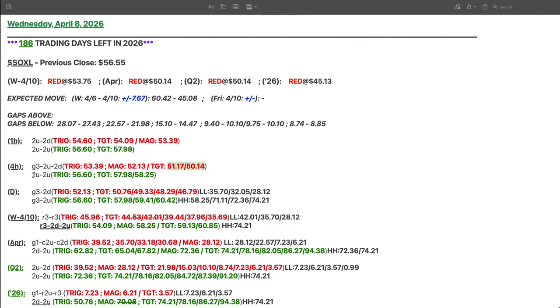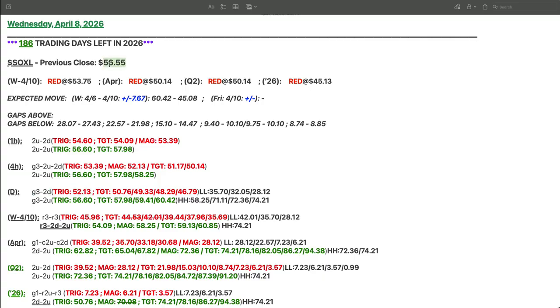And at the same time, if we go to the upside in the first 4 hour candle tomorrow, we get that two up continuation, triggering at 56.60 with the targets of 57.98 and 58.25. Who knows? We may be past that by the time we open, depending on how this after hours goes, right? So maybe blown past those targets at that point. We've got a couple more higher up targets for you here on the day. So if we go to the downside, again, we've got to get all the way down to that 52.13 level.